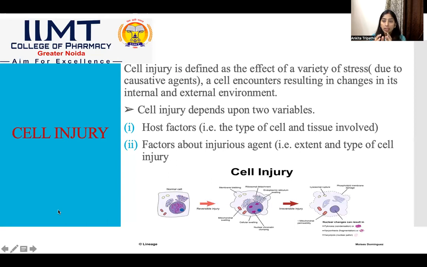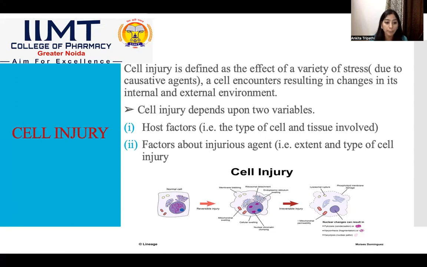See, the cell, as we all know, is the basic functional unit of our life. Any kind of stress or stimuli which changes the function and the structure of a cell is known as cell injury. By definition, cell injury is the effect of a variety of stress stimuli. It can be due to lack of oxygen, mechanical trauma, an accident, acid, base, etc., which a cell encounters, which results in changes in the internal and external environment.